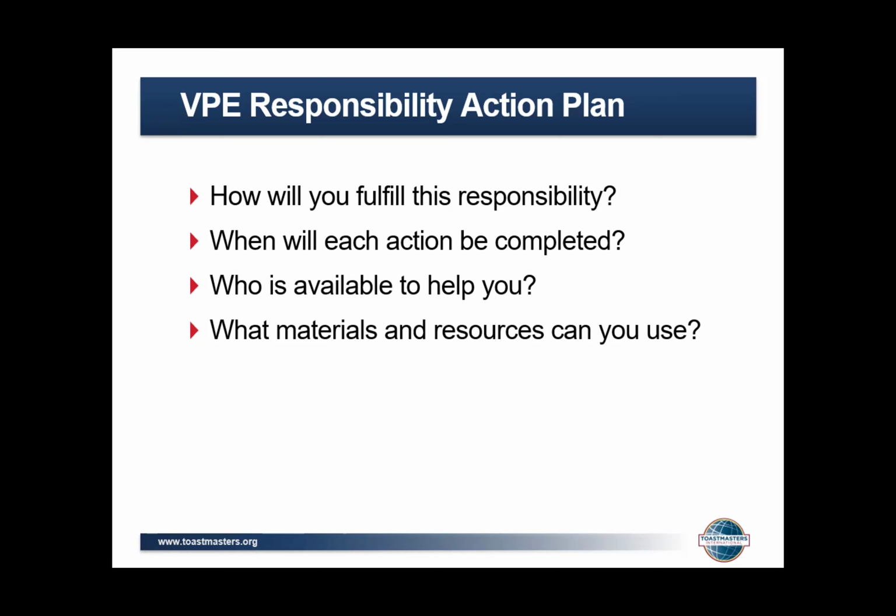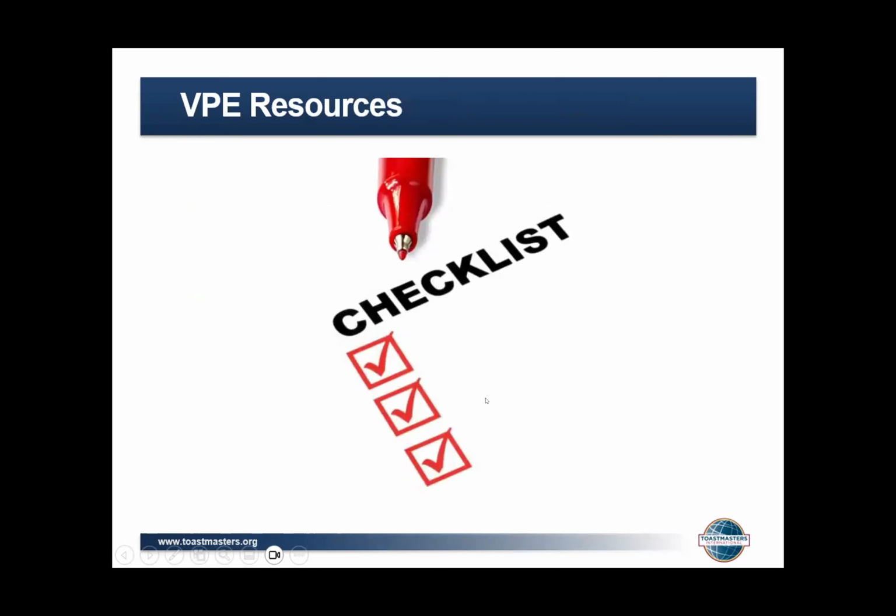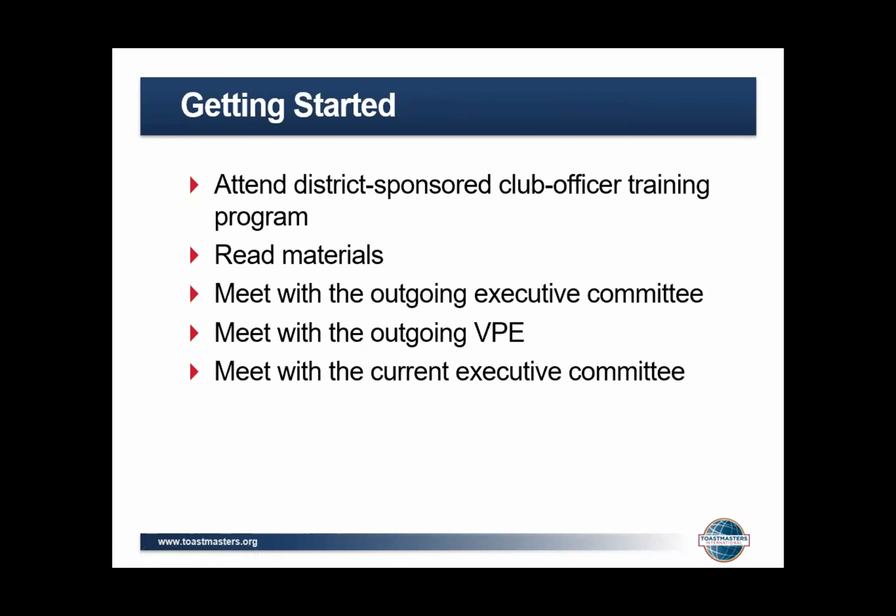Depending on what the responsibility is, that will determine when you will complete that activity, correct? Yes. Absolutely. So who's available to help you? Who do you think is available to help you? The VPM, the VP Membership. Exactly. And every other club officer, your area director, your division director, and most importantly, what materials and resources can you use? The Club Leadership Handbook. It is available for everyone to use, and that should be your go-to resource.